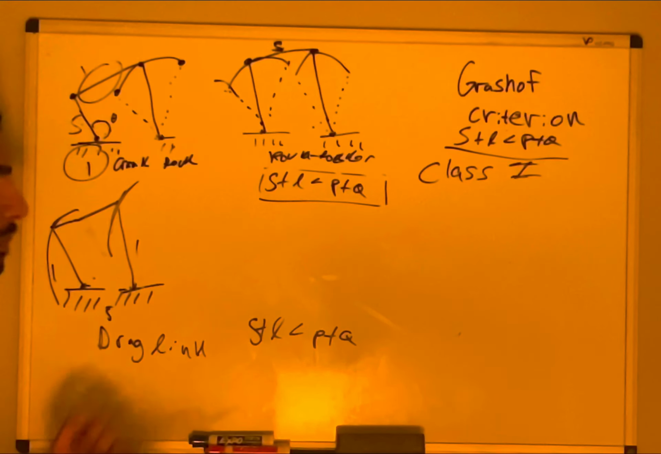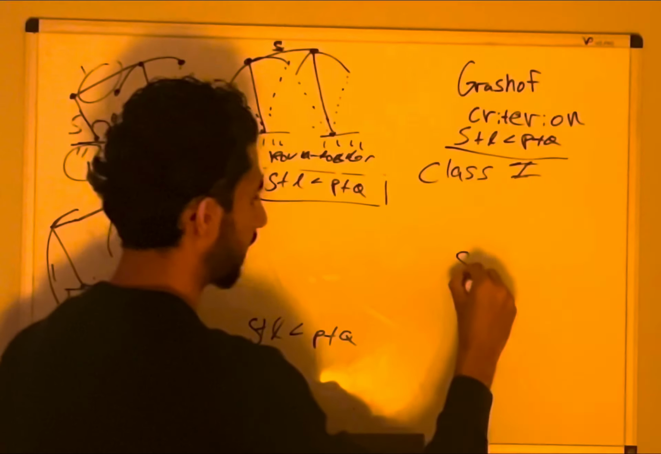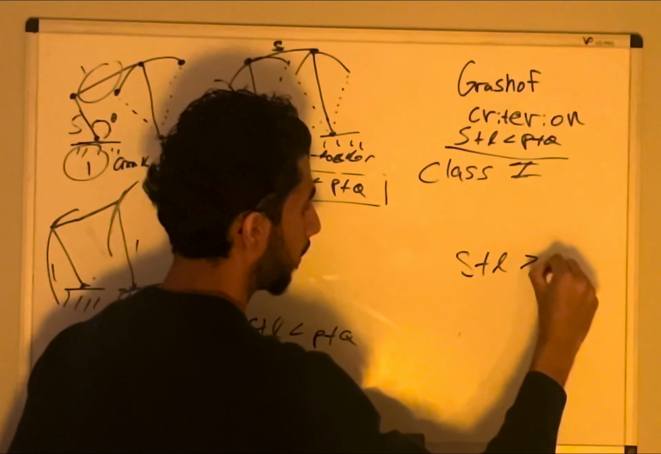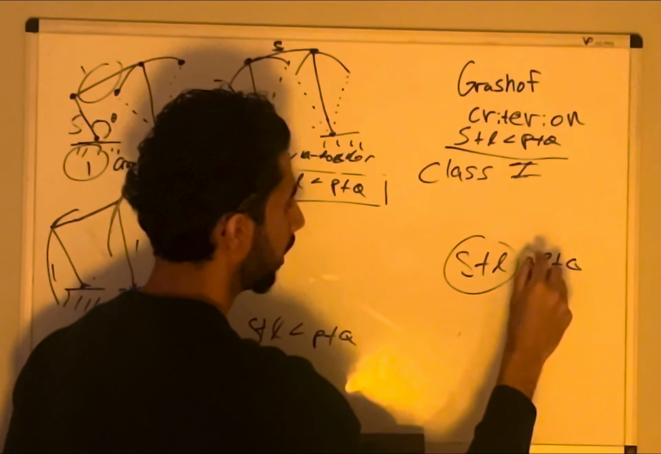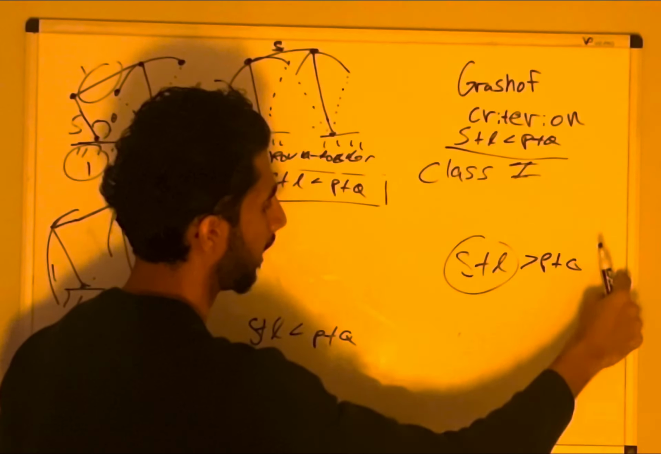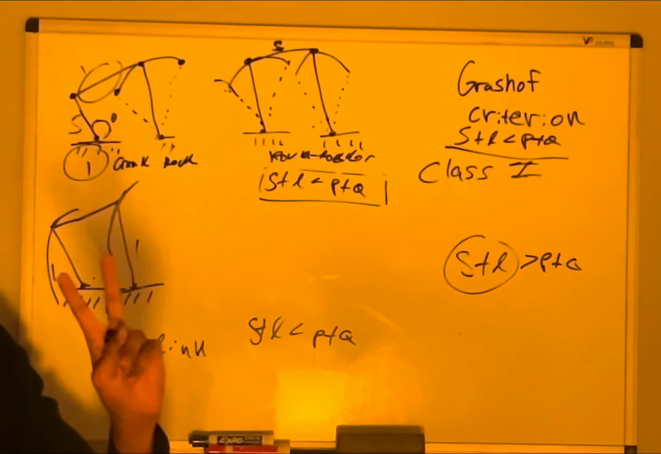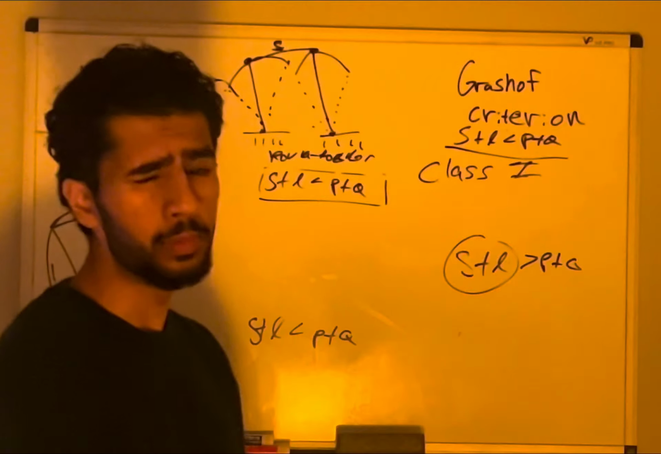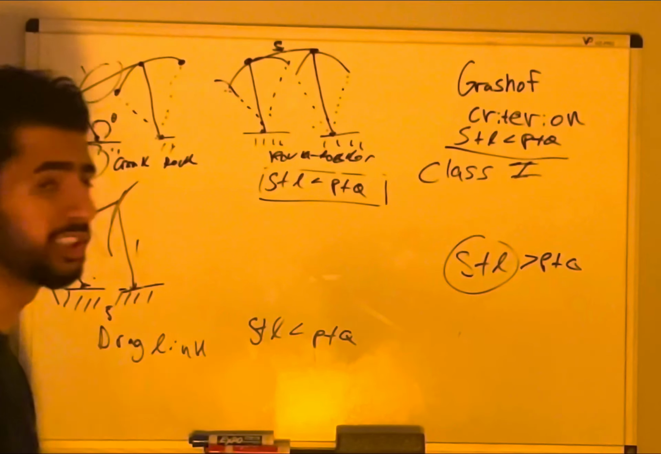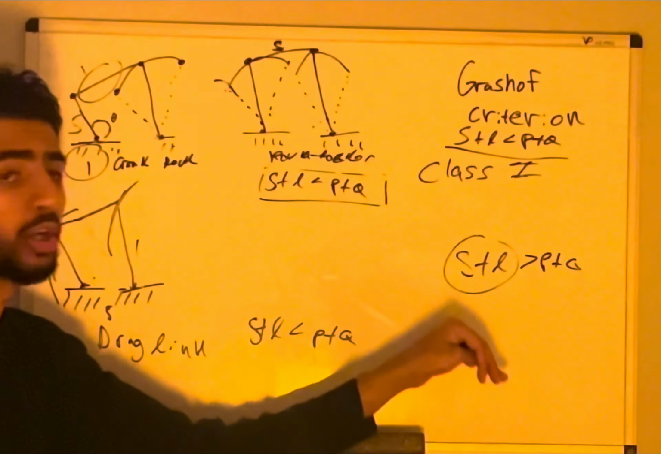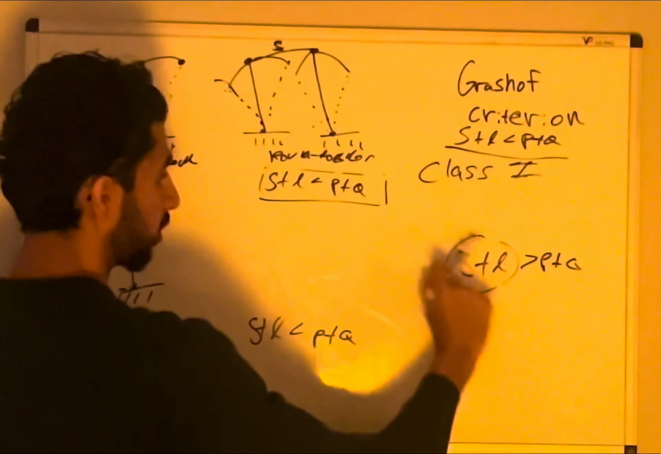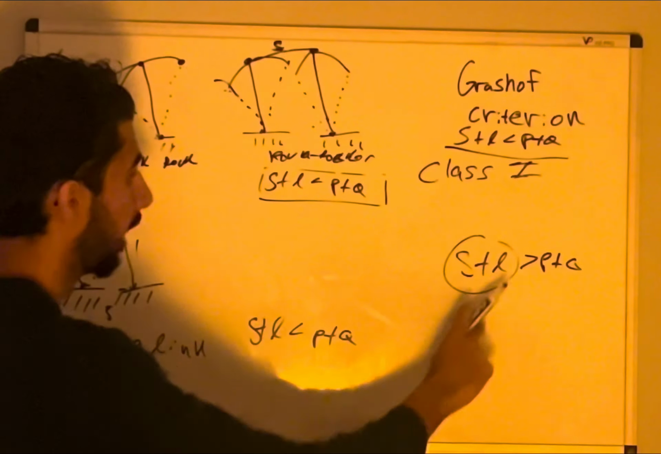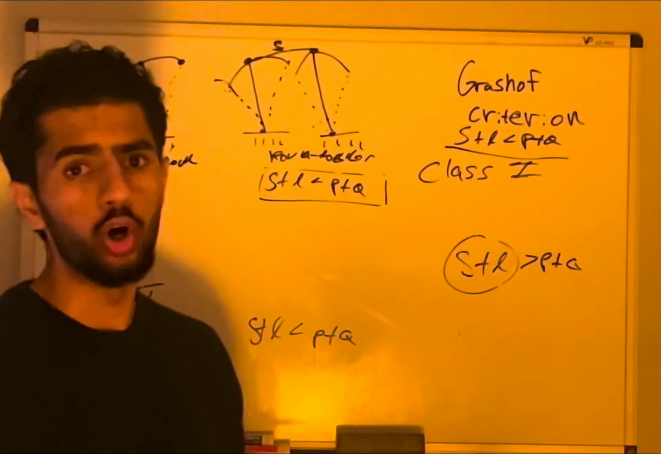That's it. If, for example, S plus L is greater than P plus Q, so the summation of the shortest and longest is greater than the two remaining ones, you have a class 2 kinematic chain, which means that every inversion is what you could call a triple rocker. The terms used differ between texts. Basically, it just rocks. There's no link in the mechanism that undergoes forward rotation. It does not satisfy Grashof, and every inversion is said to be a triple rocker. So they all rock.